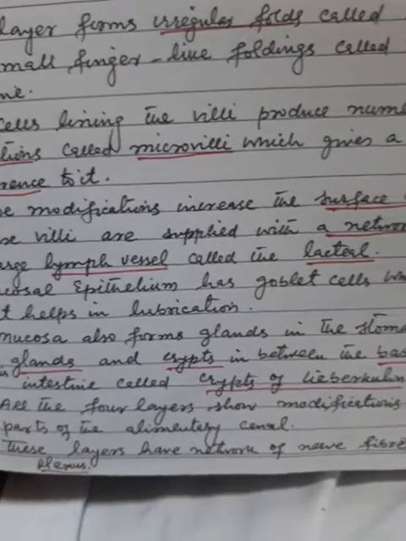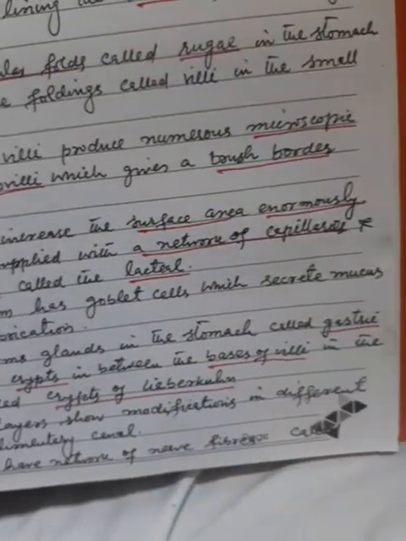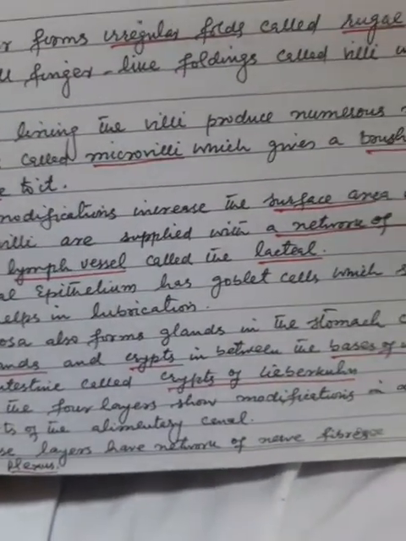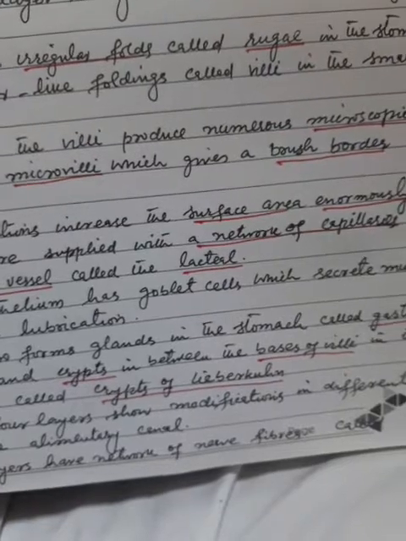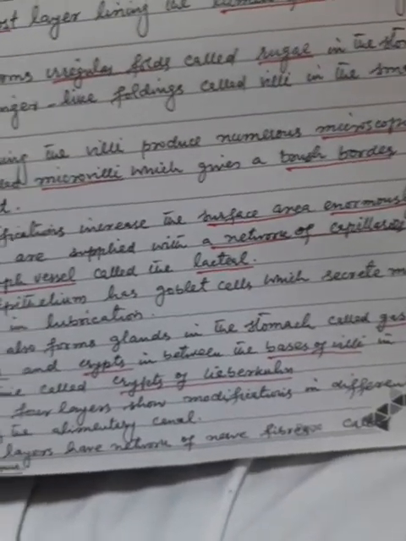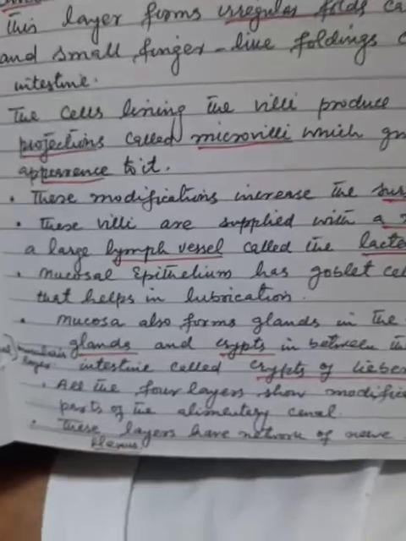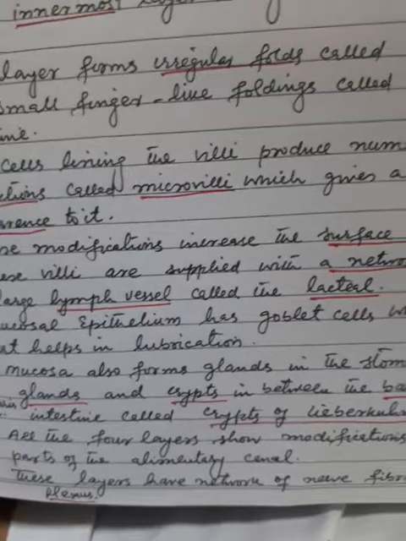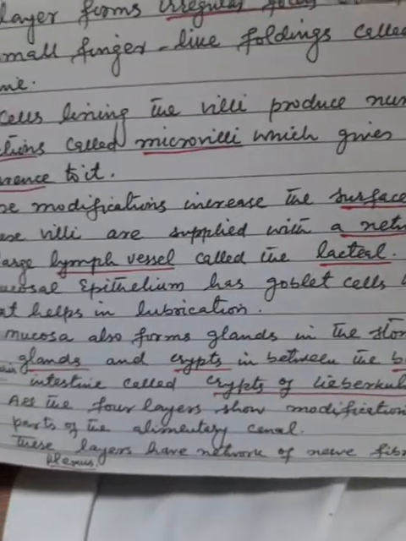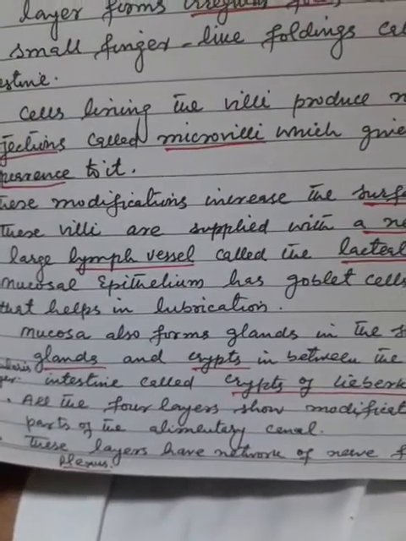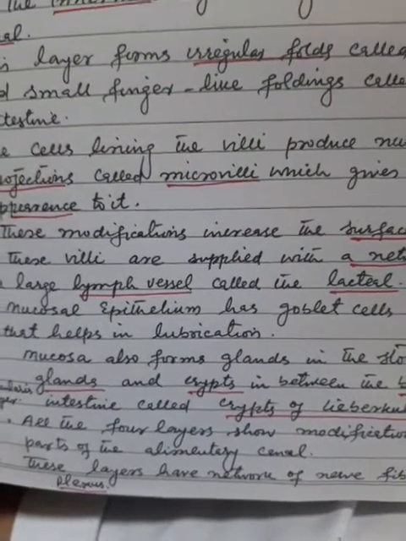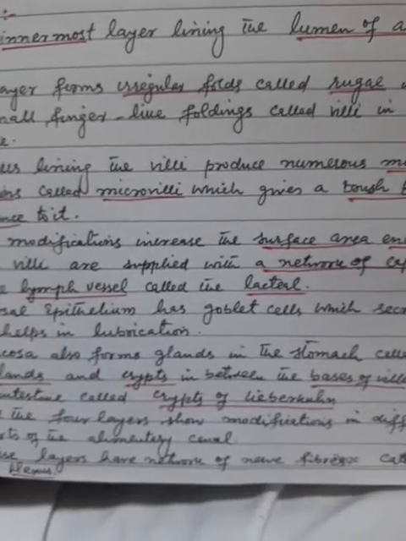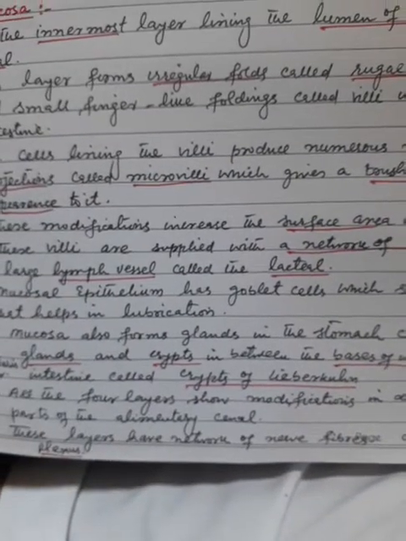Mucosa also forms glands in the stomach called gastric glands, and between the bases of villi in the intestine called crypts of Lieberkuhn. All the four layers show modifications in different parts of the alimentary canal.